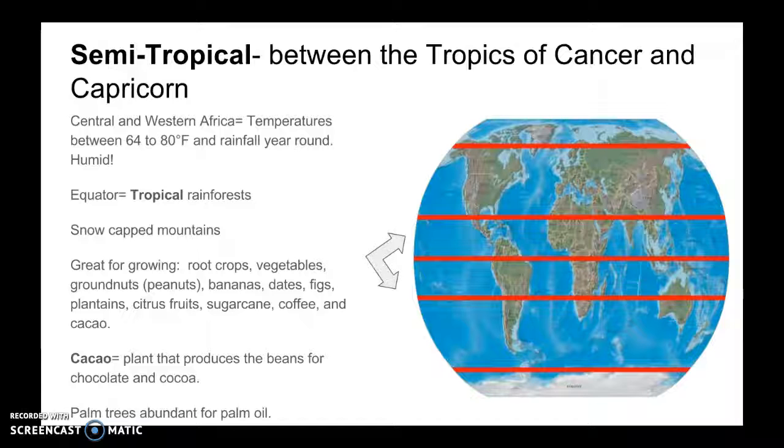vegetables like tomatoes and cucumbers. You have groundnuts, peanuts. You have bananas, dates, figs, plantains, citrus fruits, other tropical fruits, things like sugarcane, coffee, and cacao. Now, cacao is very important to people in the U.S. if you like chocolate, because it's the plant that produces the beans for chocolate and cocoa. Also in this area, because it is tropical, palm trees are abundant and it gives them palm oil for their cooking.